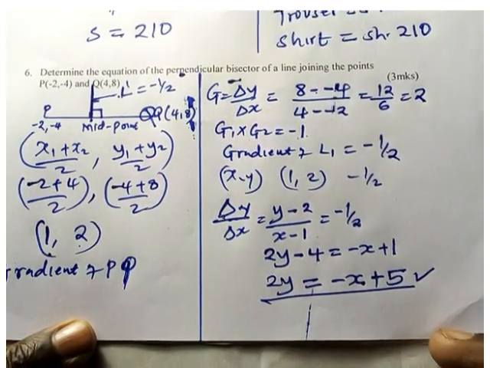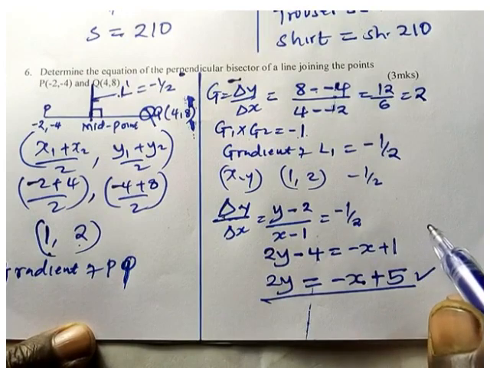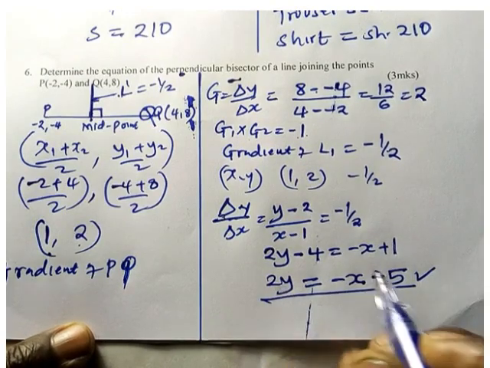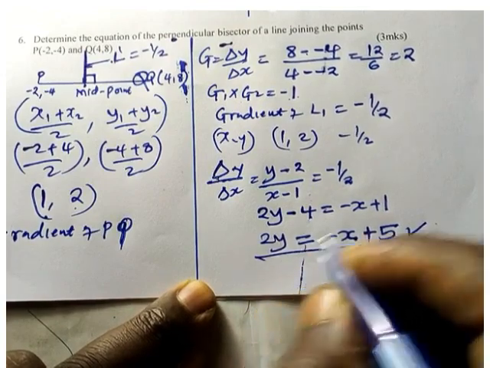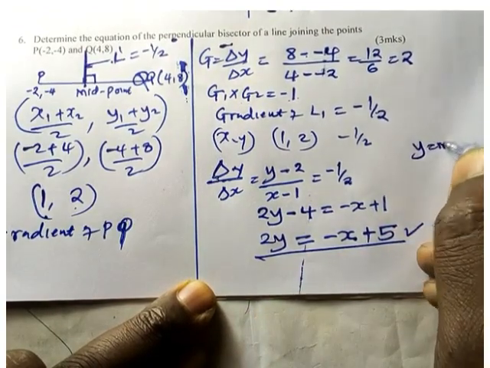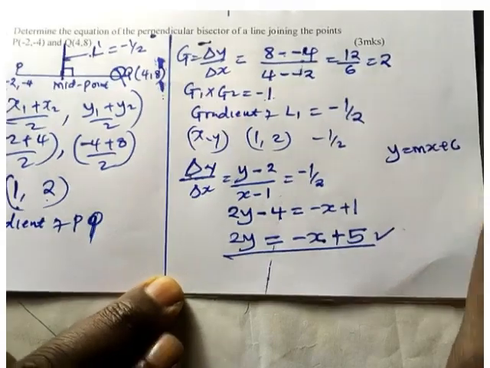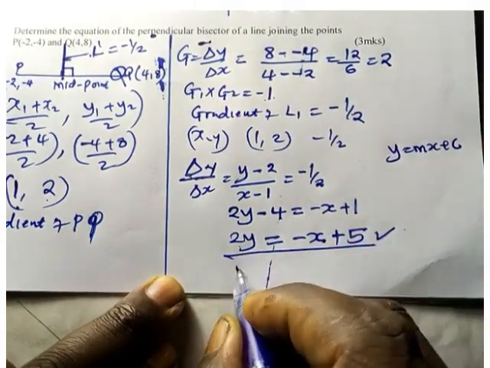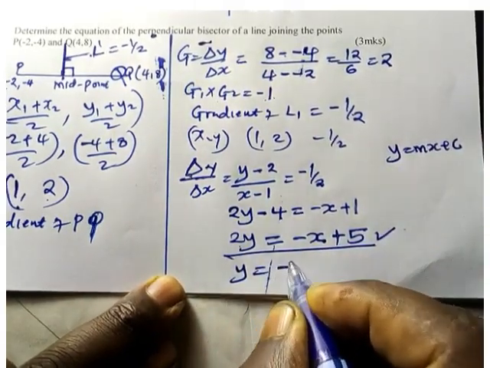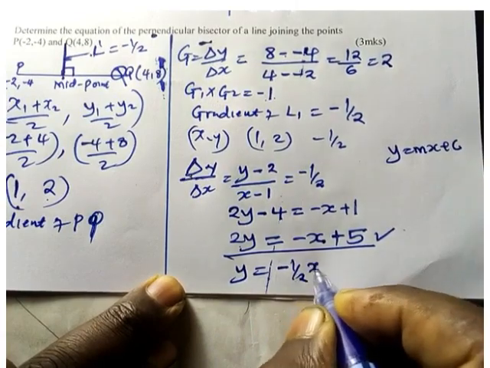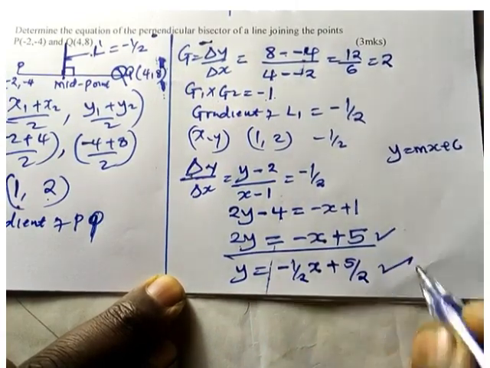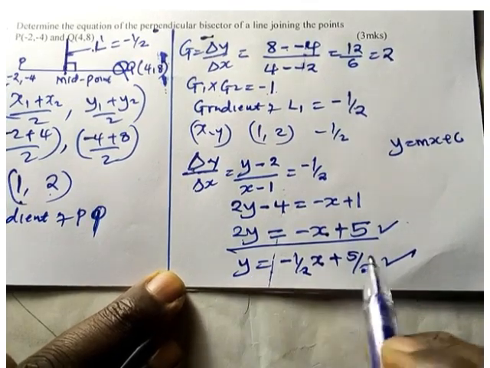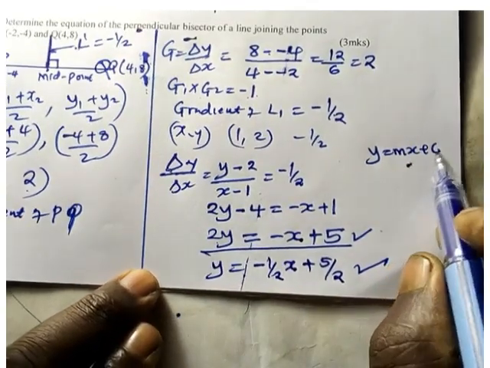But if you were told to write it in the form of y is equal to mx plus c, you divide by 2 here, and then the final equation will be y is equal to negative 1 over 2 x plus 5 over 2. So in case you have been asked to write in the form of y is equal to mx plus c.